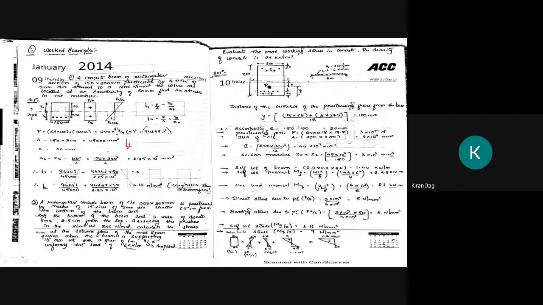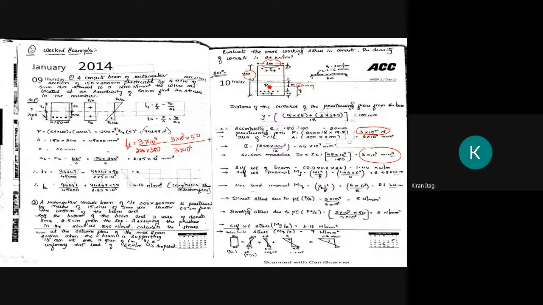Therefore, you have all the parameters. Substitute in the formula, that is Ft equals P upon A. P we have already calculated, 3 into 10 power 5, upon area, 200 by 300. And it is minus for the top fiber. Again, P into E. P is 3 into 10 power 5. The eccentricity of the effective pre-stressing force we have calculated, that is 50 mm. Therefore 50 divided by Z. For a rectangular section, top and bottom will be the same.